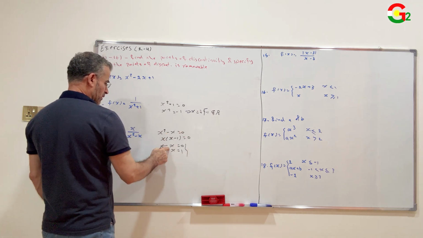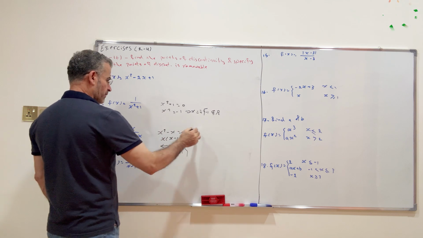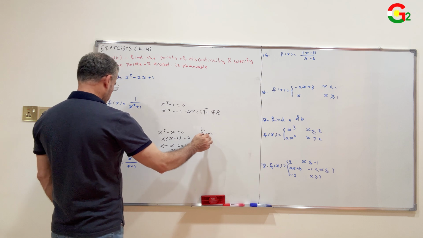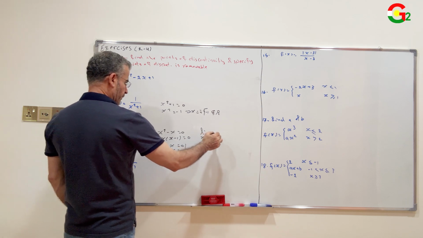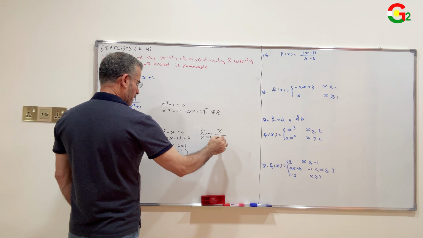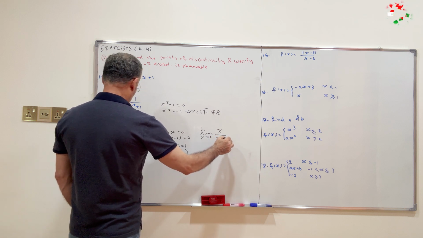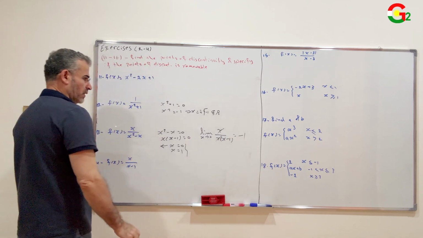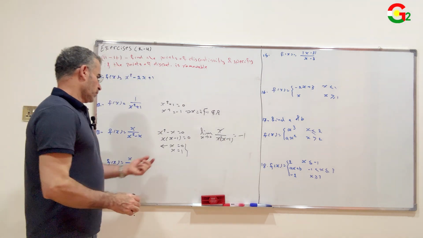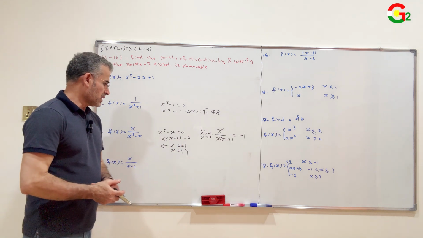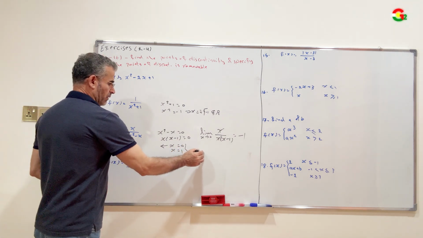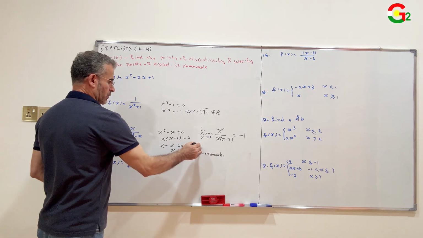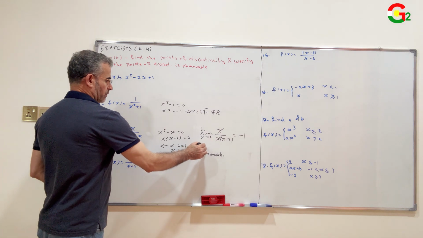The function has removable discontinuity when x equals 0 because if we find the limit when x approaches 0 for this function, then the limit exists after factorizing by x minus 1, and the value is negative 1. But when x approaches 1, the function has non-removable discontinuity.